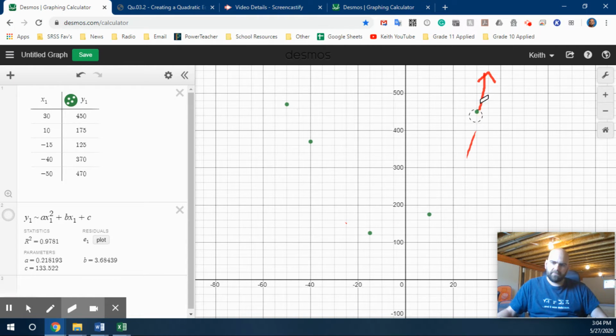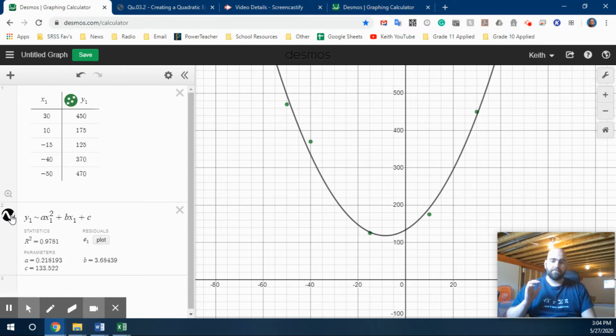I've already typed it in, I'm just not showing it right now. There we go, and bring it back. Okay, so if I plug in the regression, this is what comes up. You'll notice that it's a perfect U shape. It's a perfect parabola, and it doesn't hit every single point. Some are right on the line, some are a little bit off.